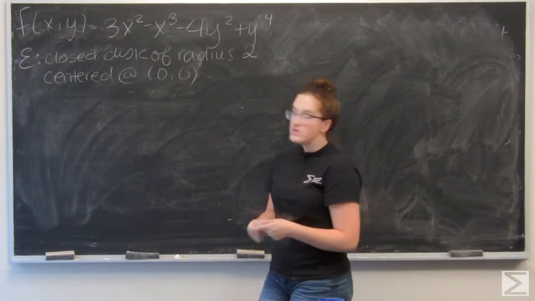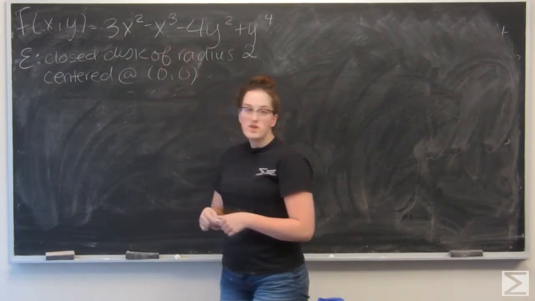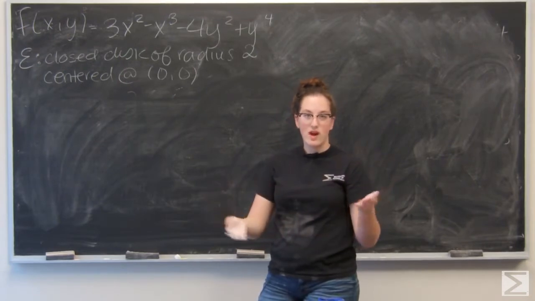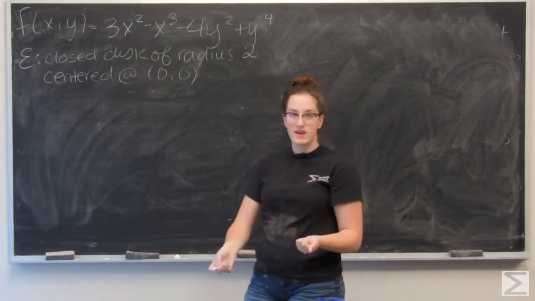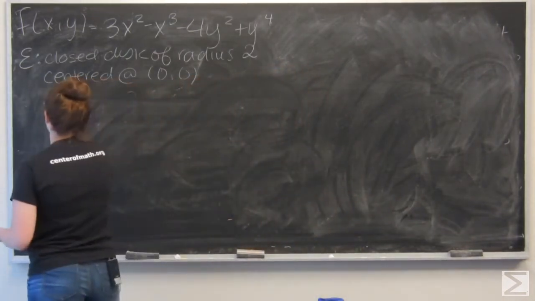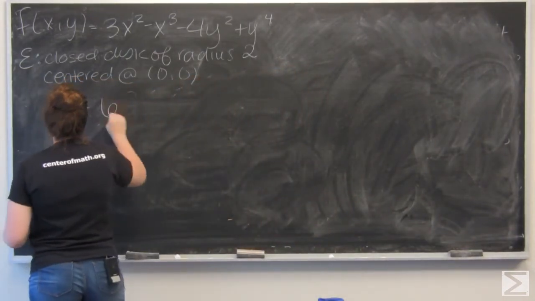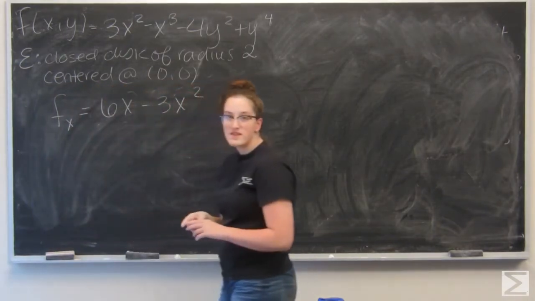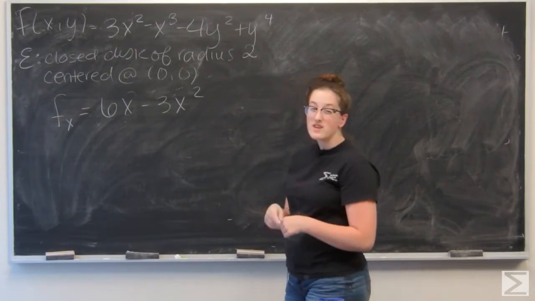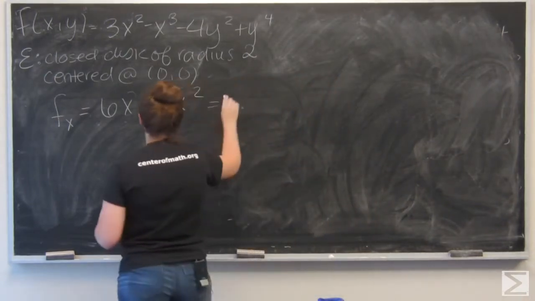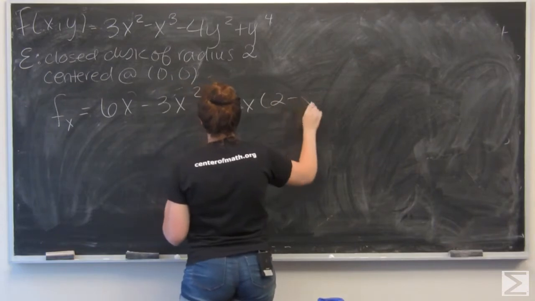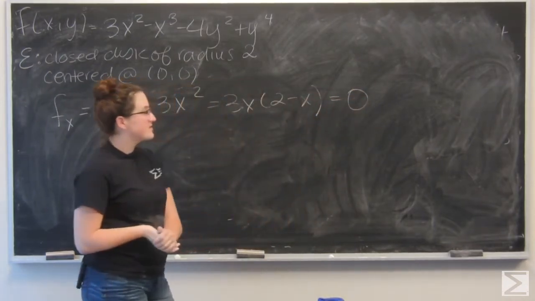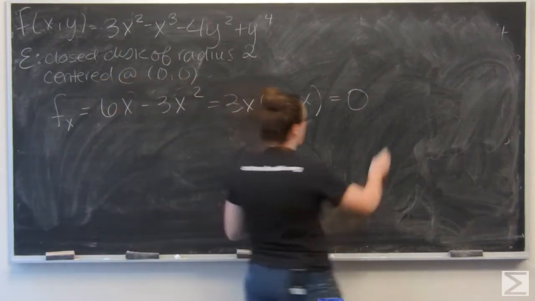So the first thing I want to do is check the gradient of f for when it equals 0. So I need to find its two partial derivatives, f sub x, f sub y, and set them equal to 0. Let's start by finding f sub x. It's going to be 6x minus 3x squared. And I'm going to factor out a 3x. Set it equal to 0, and I get x equals 0 and x equals positive 2.